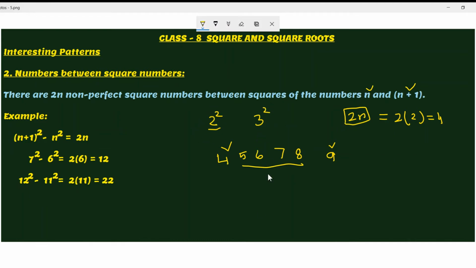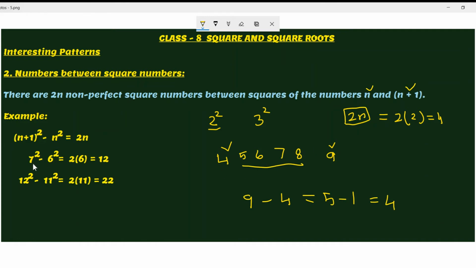If you see, we can find it like this also. We need to find the squares of these two numbers. First we find 3 square, 9, minus 2 square, 4, which is equal to 5. Then you subtract one from here, and you will get 4. So instead of doing this much calculation, we can find the number between any two successive square numbers by using this formula 2n.